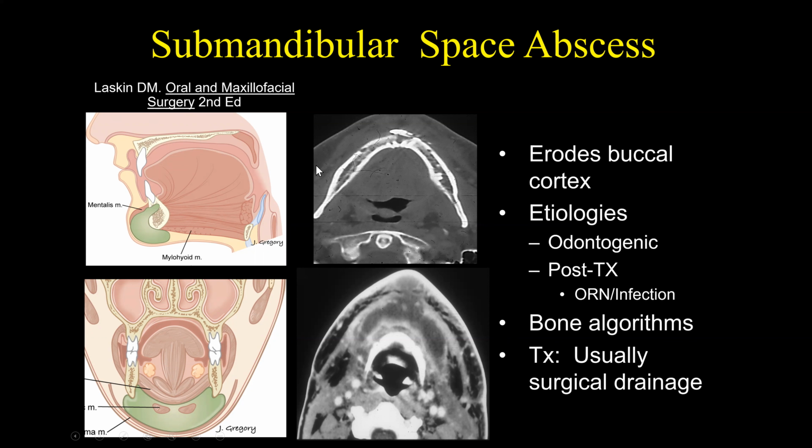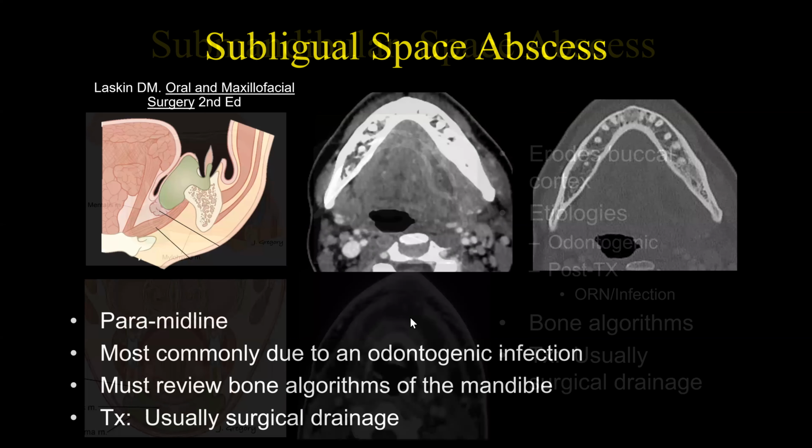Now, this type of spread pattern was beautifully illustrated years ago by Laskin in one of the classic works. I think it was written in the 1960s. Like I said, I like to read the old literature because for me, it really helps me understand the concepts. So this patient ended up having osteonecrosis, an infection involving the anterior portion of the mandible. And because that buccal cortex was eroded, that's how he developed this submandibular space abscess.